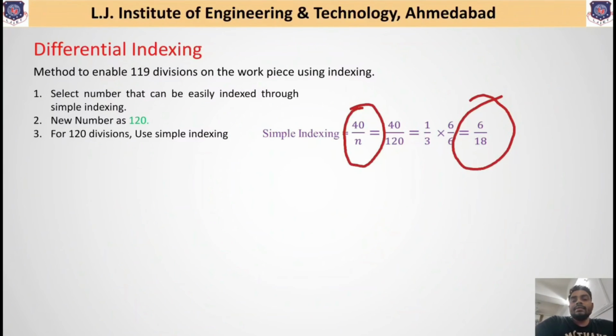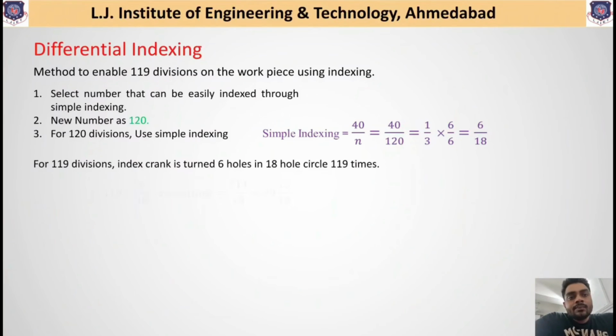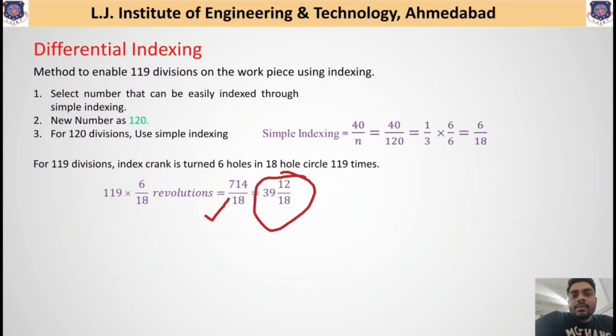for 1 complete division, and to obtain 119 divisions, this process needs to be repeated 119 times. Due to that 119 times repetition, the final total revolution given by the crank is nothing but 119 into 6 divided by 18 revolutions, that will give you 714 divided by 18, and further converting into mixed form, it will give you the answer as 39 and 12 divided by 18.